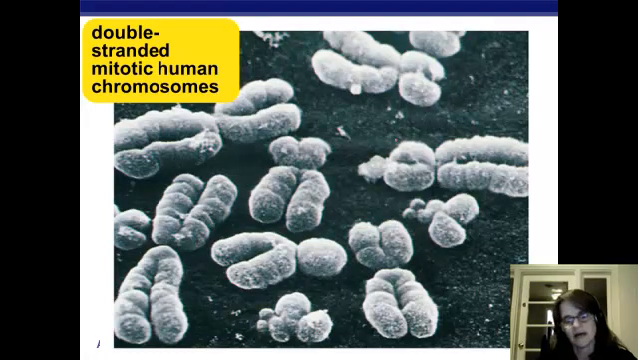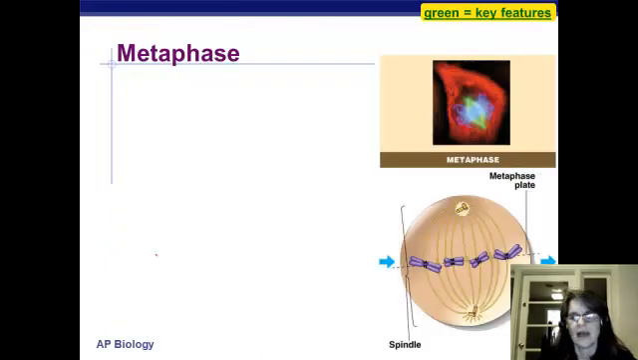Now what we're seeing here are chromosomes that would probably be in this very late prophase into metaphase stage. They're very, very thick. We can tell they're definitely double-stranded structures. So now at metaphase, what's going to happen is the spindle is going to act to organize these chromosomes so that their centromeres line up along the equator, or what is called the metaphase plate.